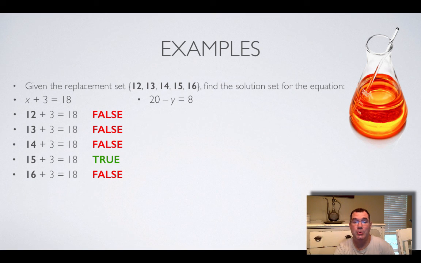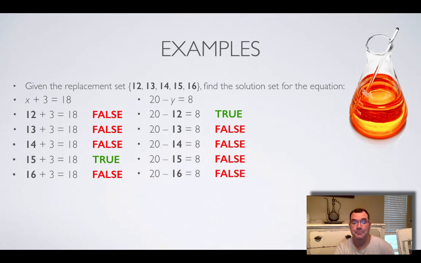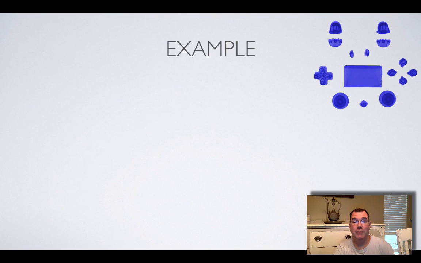If I have 20 minus y equals 8, using the same replacement set, 20 minus 12 is equal to 8, but none of the rest of them work. So the solution there would be y equals 12.